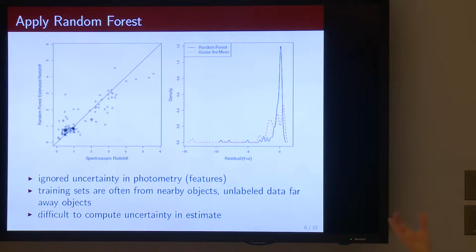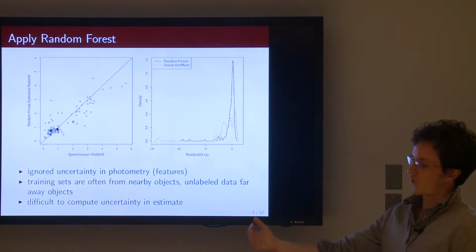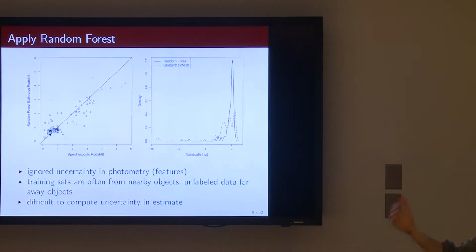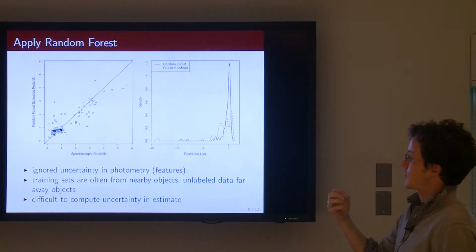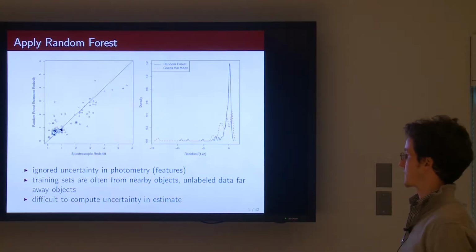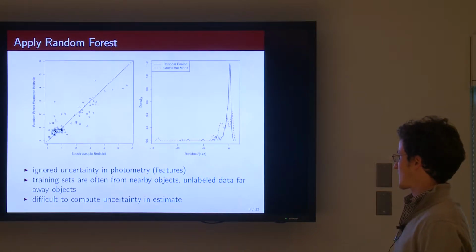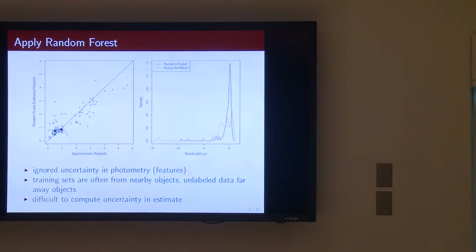So what you end up with is training sets that consist of usually nearby objects and unlabeled data sets or test data sets that consist mostly of far away objects. And the intrinsic spectra for far away objects actually looks somewhat different. And there are different types of objects that you'd expect to be far away. So you get essentially a biased sample. And then it's somewhat difficult to compute uncertainty on your redshifts here. Random forest, and most machine learning methods, don't output really nice posteriors on parameters.